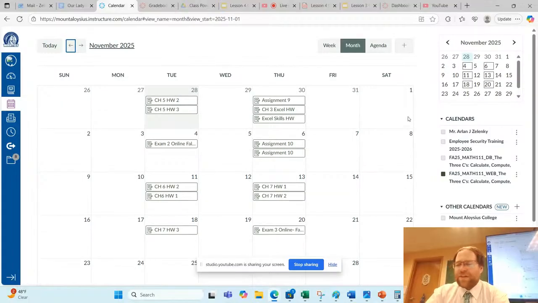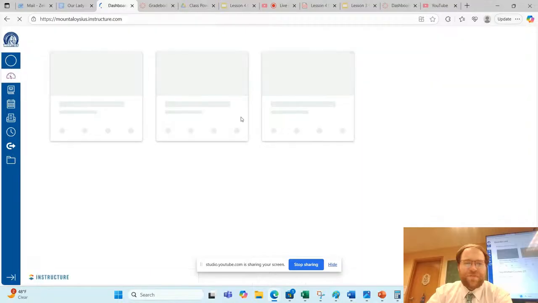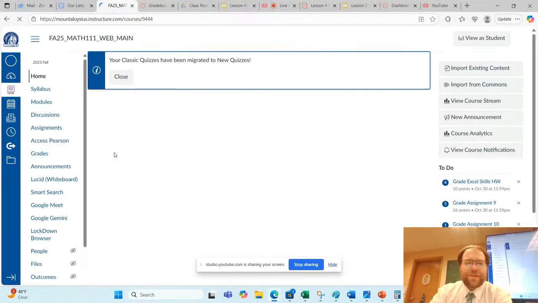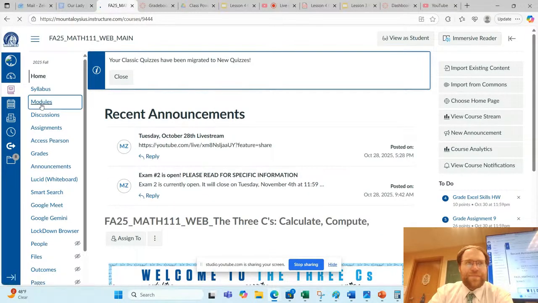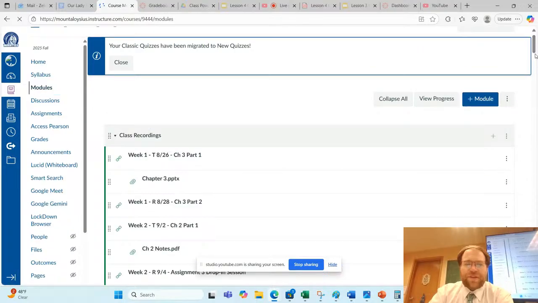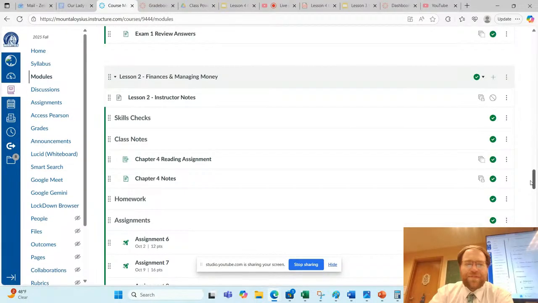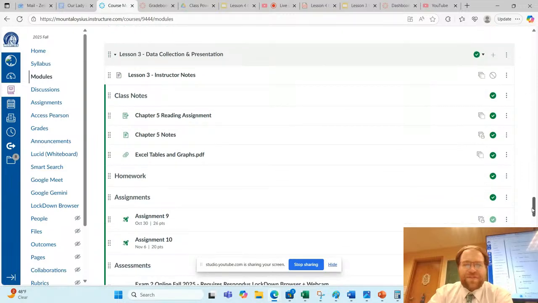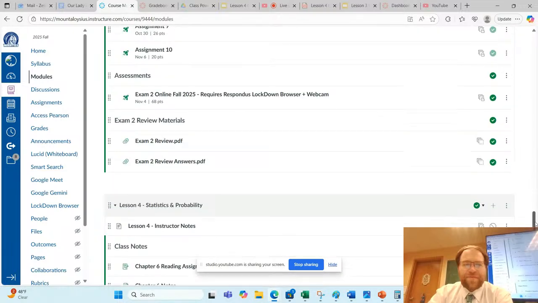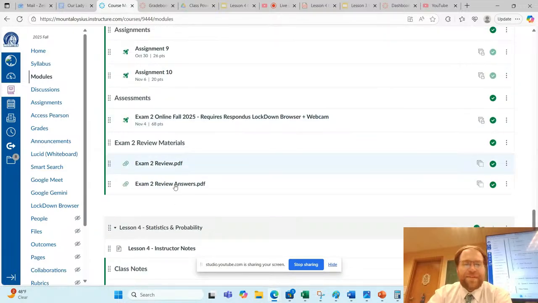For the rest of class tonight, they're going to be looking at the Exam 2 review, which can be found under modules for lesson 3, at the very end. These two files right here.